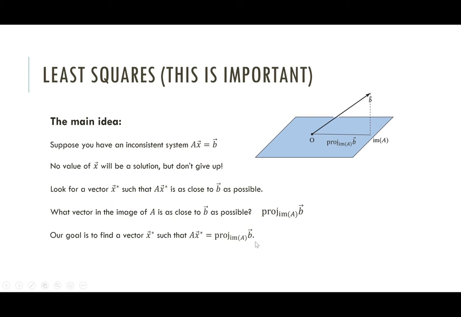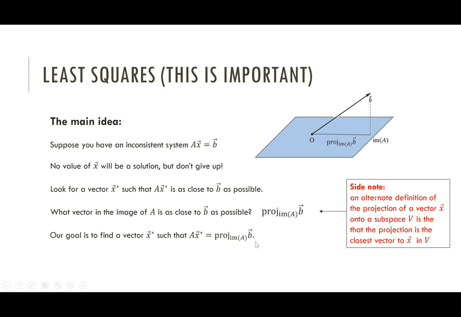And as a side note, an alternative definition of the projection of a vector X onto a subspace V is that the projection is the closest vector to X in V. And in fact, this is actually how I think of projection, especially when dealing in abstract vector spaces where this idea of casting the shadow doesn't make sense anymore. This is how I think of projection.